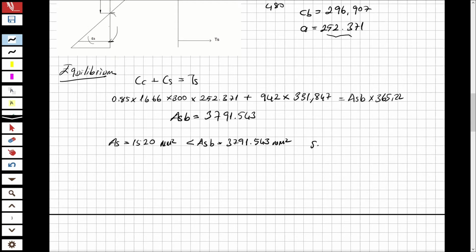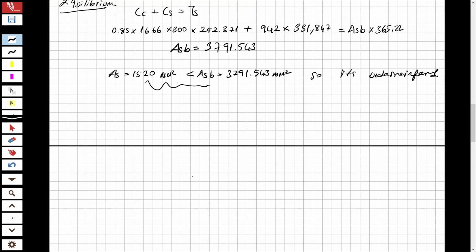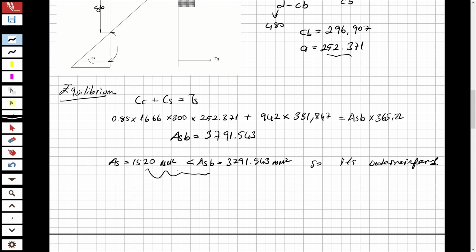So now it is under reinforced. It has to be like that. If it is like this, it's under reinforced. If it is the reverse, it is over reinforced. We don't want any cross section to be over reinforced. Always we want it to be under reinforced. So let's solve the third part.